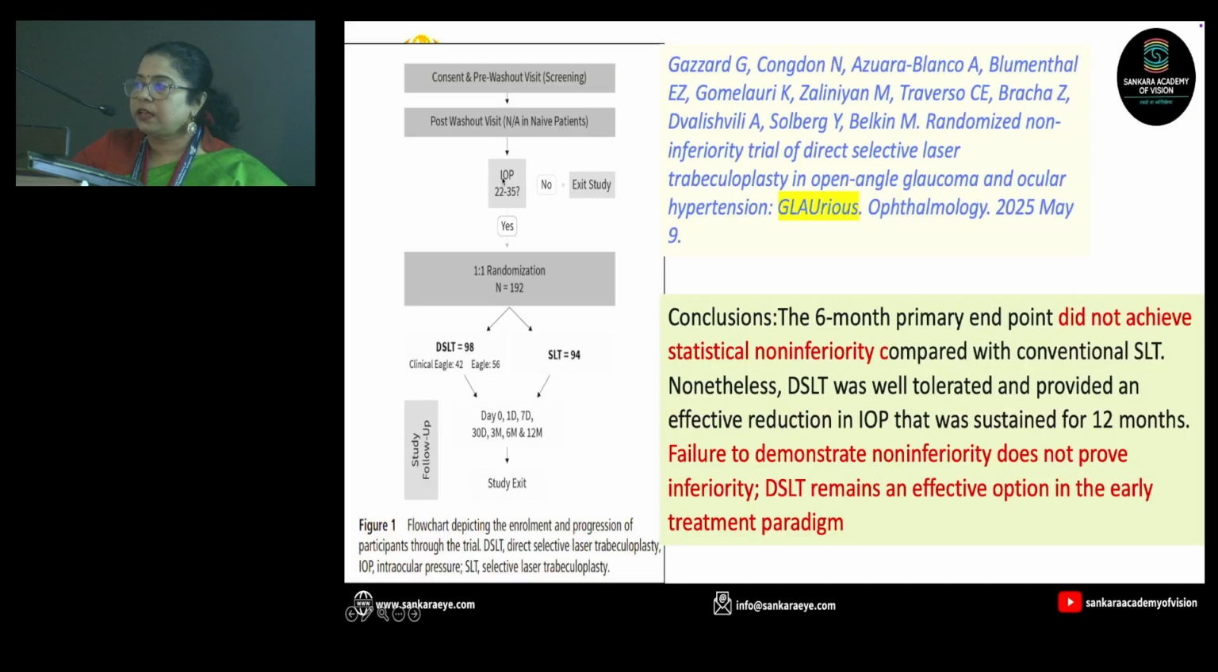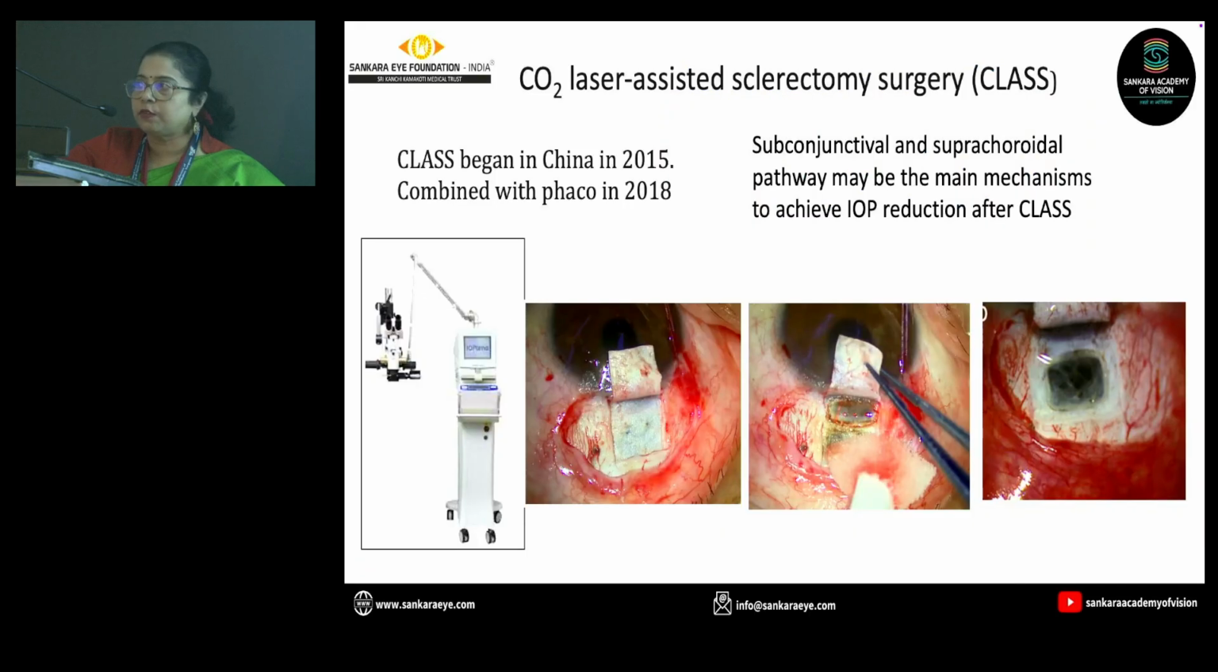This was the way they randomized the study: 98 patients underwent DSLT and 94 patients underwent SLT. They concluded from the study that the 6 months primary endpoint did not achieve statistical non-inferiority compared with conventional SLT. What does that mean? Almost both of them are equally efficacious, but failure to demonstrate non-inferiority does not prove inferiority. So definitely DSLT remains an effective option in the early treatment of glaucoma.